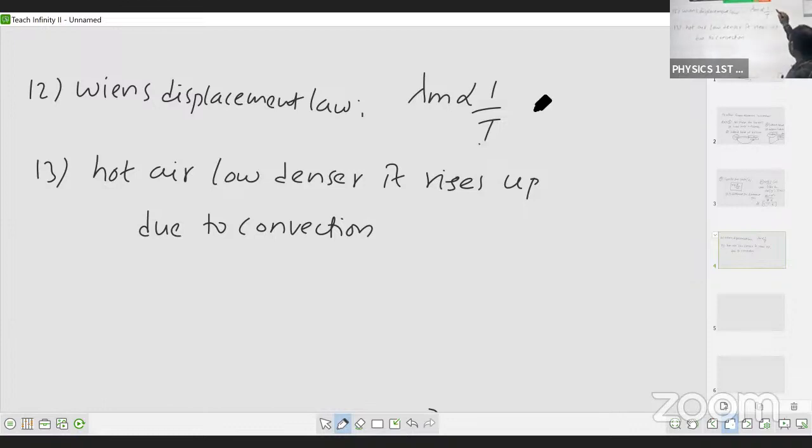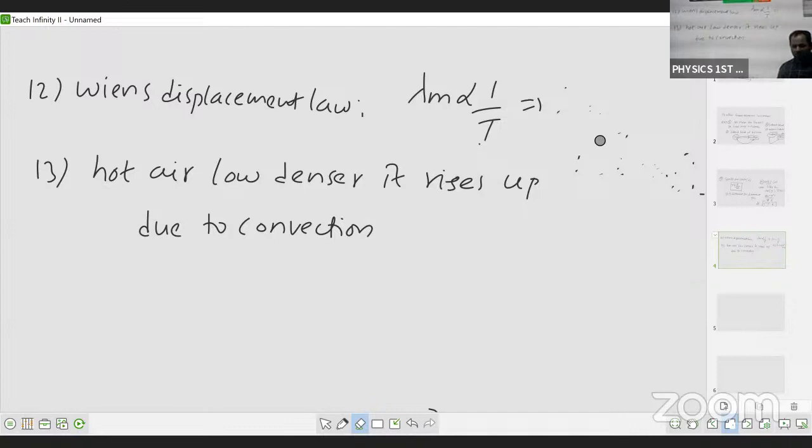Now this one, if possible, you write like this also. On removing proportional, we can get a constant, 2.3 into 10 to the power minus 3 meter Kelvin. So if possible, you write. Otherwise, up to you. Again, you are writing the constant and units. If you are not writing them, you are losing marks.